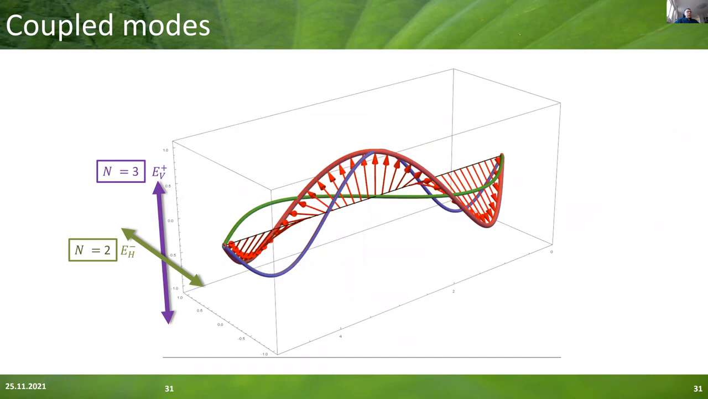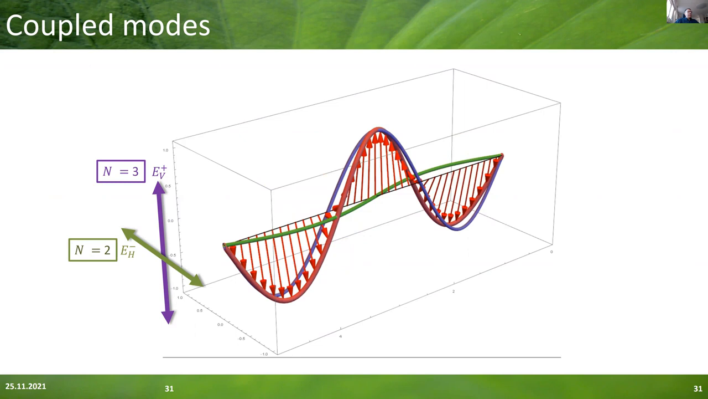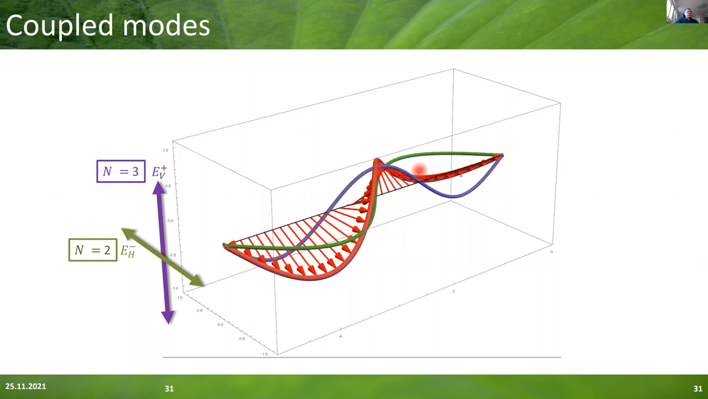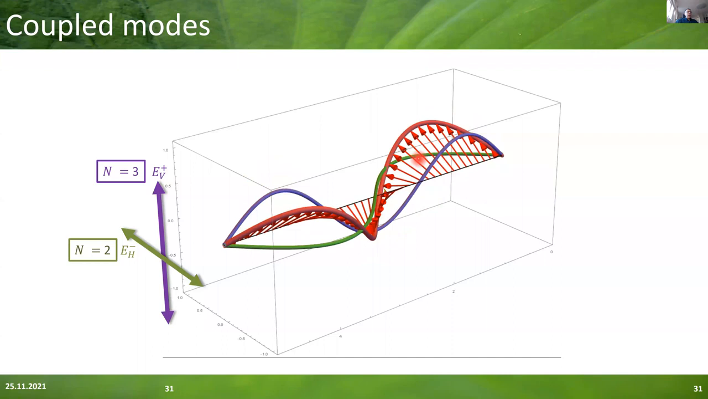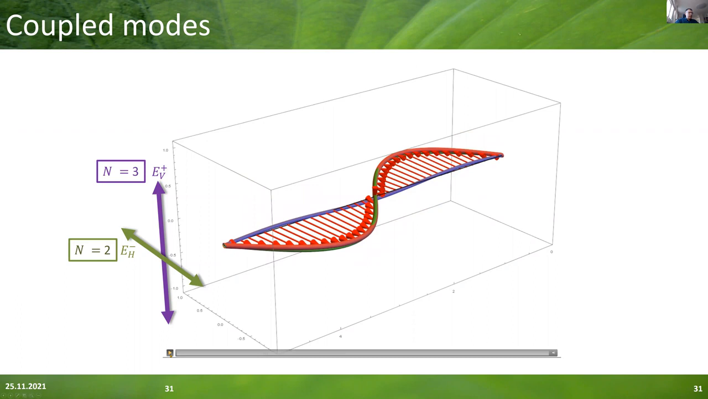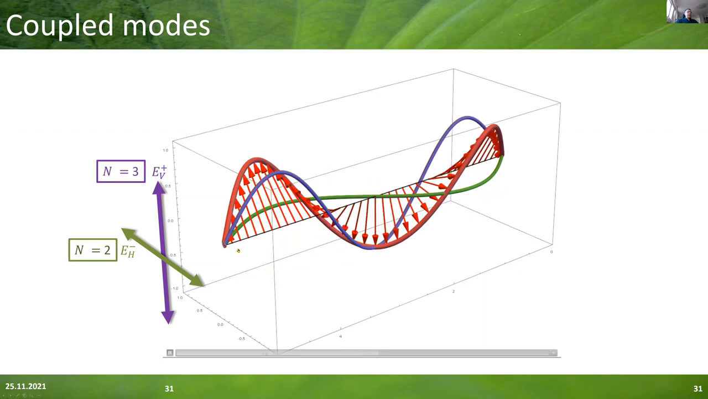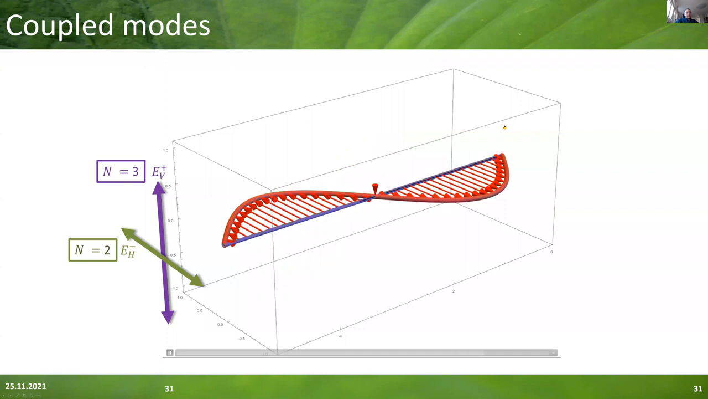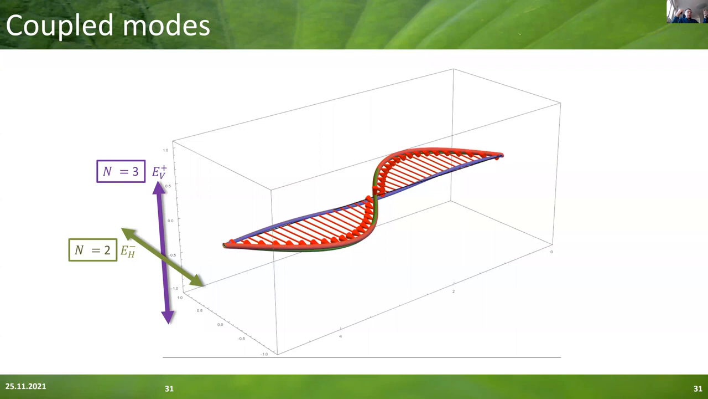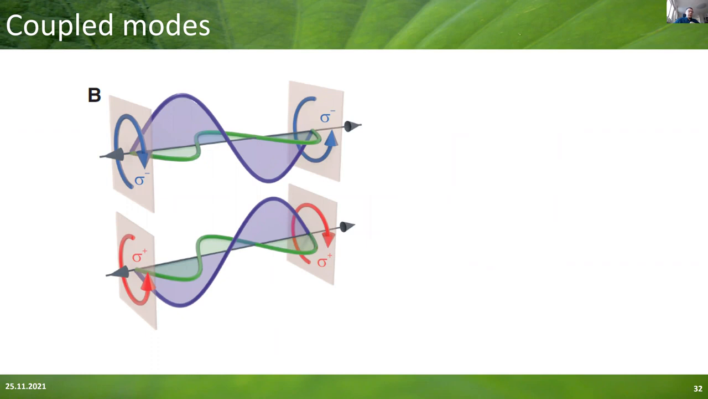I don't know if you can see it very smoothly, but this is the simulation of two modes. One is horizontal with n equal two, so there are two antinodes, and one has three antinodes. Depending on the phase between them, one can observe that the vector sum of them is rotating circularly on one side and on the other side, and they are actually rotating in the same direction. So that's okay. From the point of view of the cavity, they circulate in the opposite direction, but from the point of view of light coming out from the cavity, they have the same circular polarization. So both are sigma minus, or both are sigma plus.